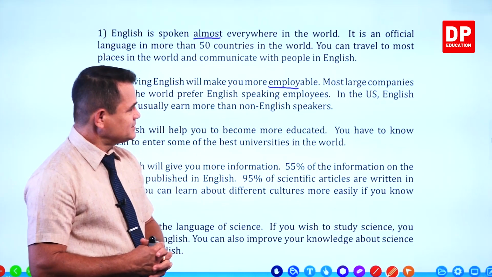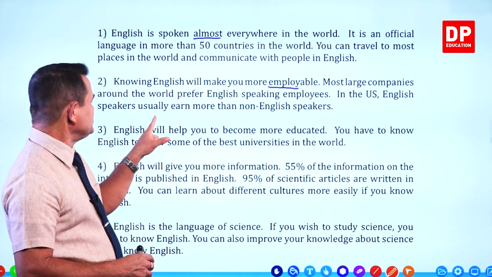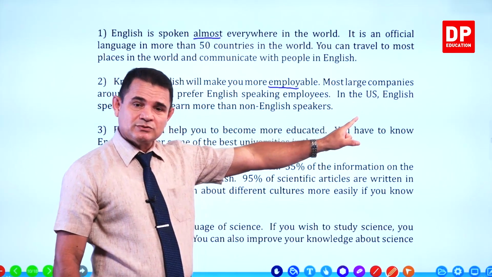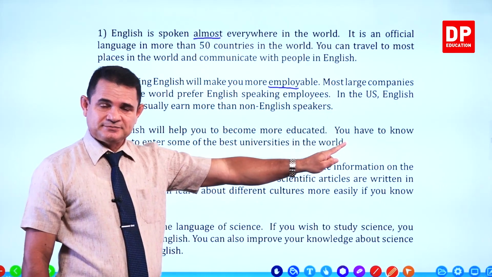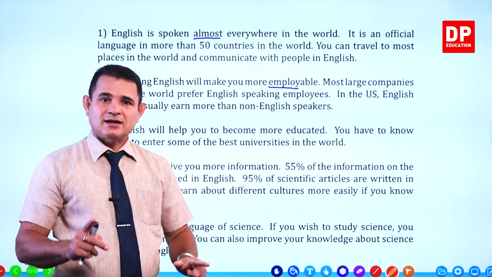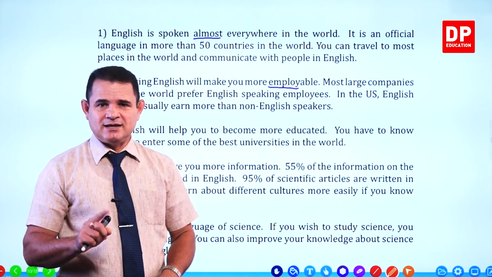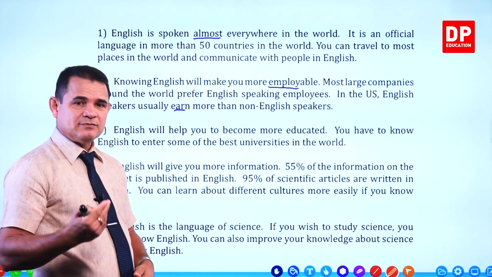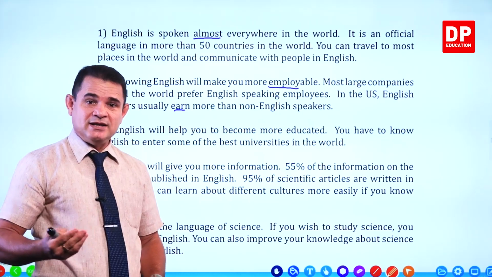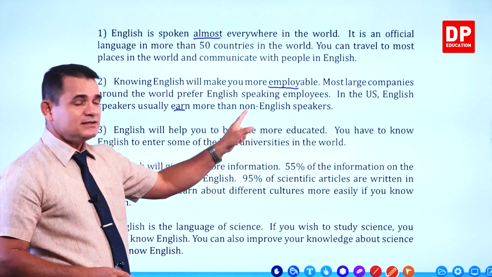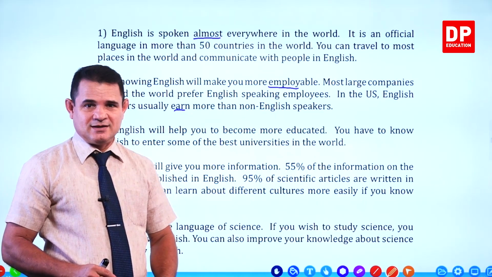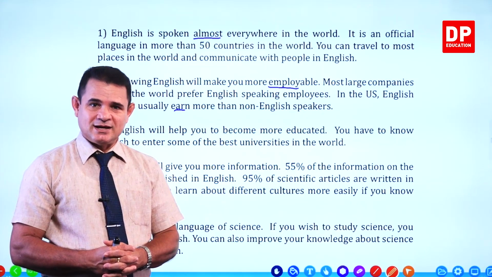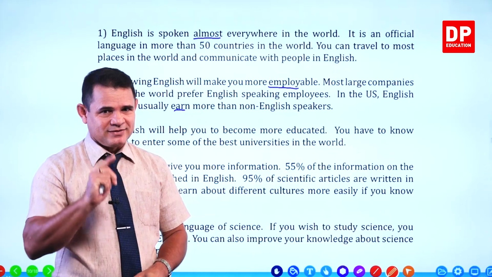In the US, English speakers usually earn more than non-English speakers. In the US වල, right? United States වල English speakers, ඉංග්‍රීසි කතා කරන අය earn කියන්නේ උපයනවා, get more salary, වැඩි වැටුපක්, වැඩි ආදායමක් ලබනවලු ඉංග්‍රීසි කතා නොකරන අයට වඩා. එහෙනම් ඉංග්‍රීසි කතා කරන අයට ලැබෙන මුදල් වැඩි. ඒගොල්ලෝගේ ආදායම වැඩි. See the importance of English.